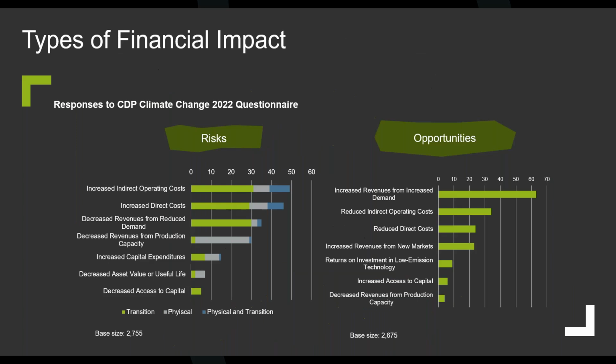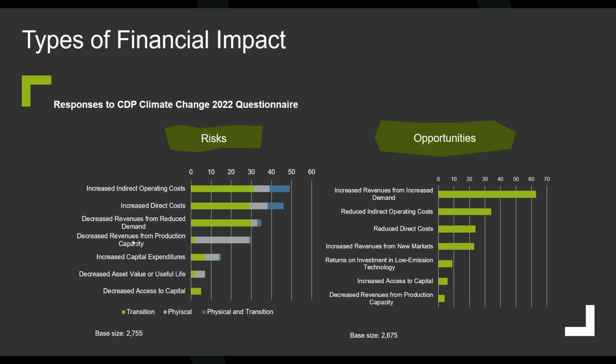So just as an example, this slide shows some examples of financial impacts. It's taken from the CDP Climate Change Questionnaire back in 2022. And the green colour here represents those relating to the transition to the net zero economy. Grey is those related to the physical impacts of climate change, and blue is both.